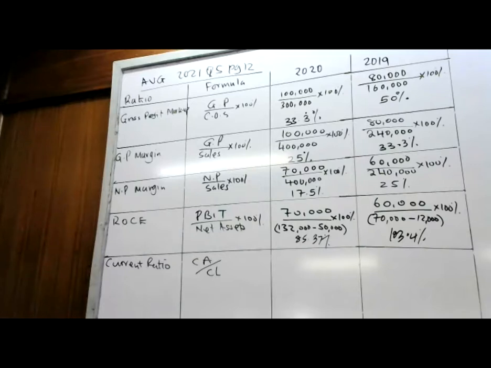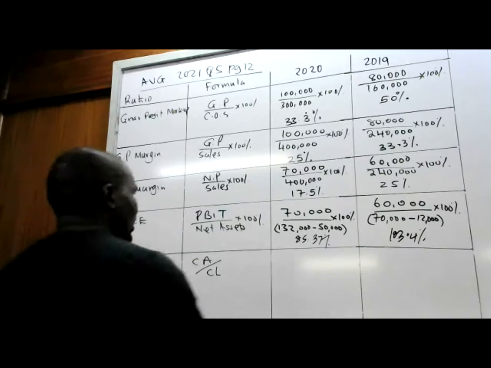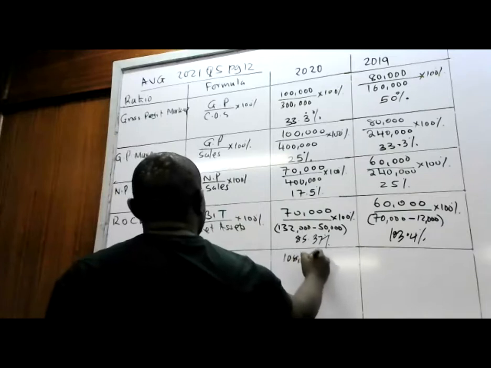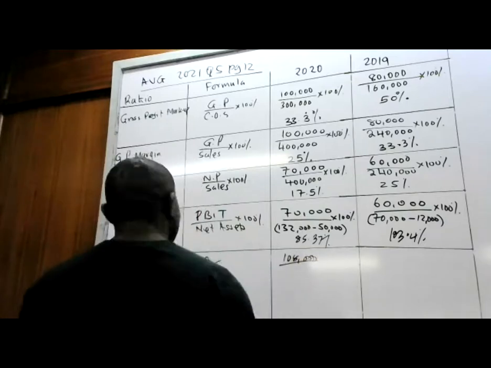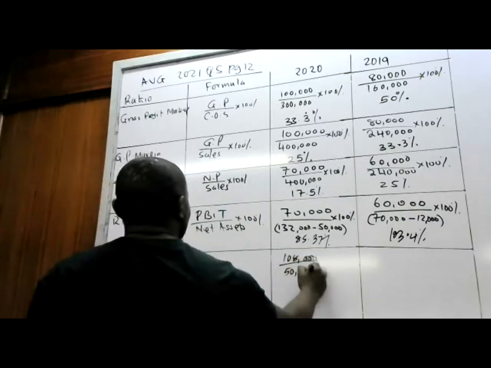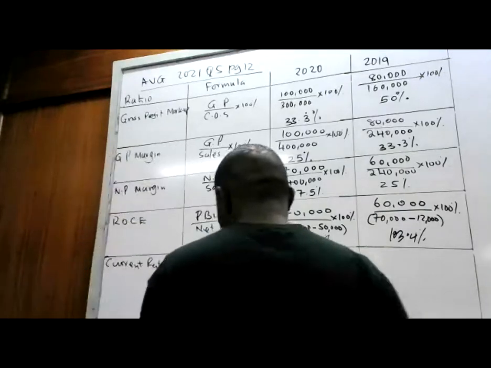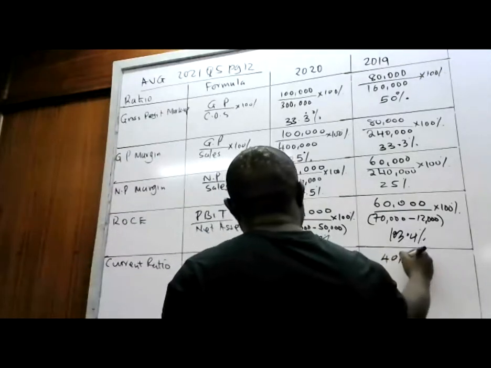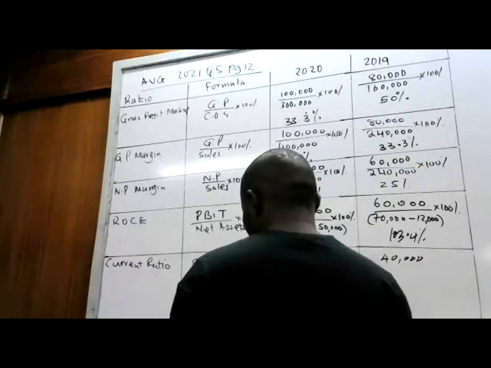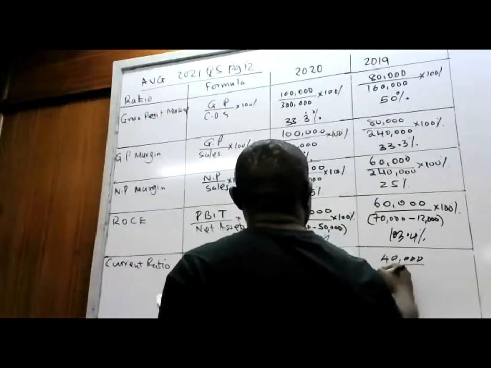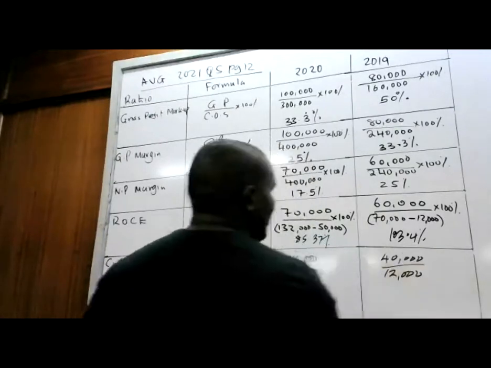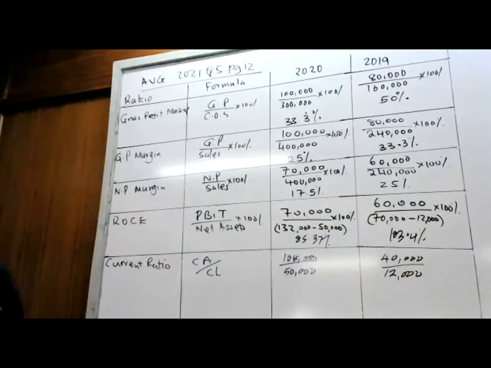So current assets we have 108. And this one, current liability 50. This other one, current asset is 40. Then this other one is 12. Then don't multiply by 100. This is a ratio.